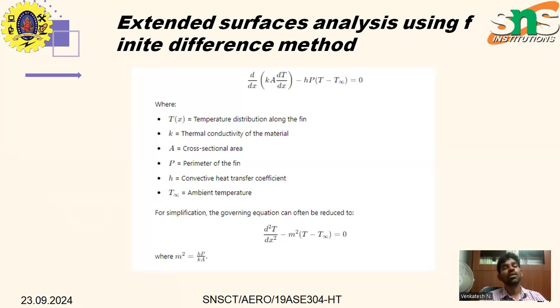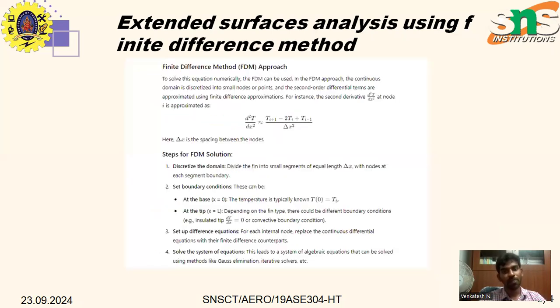We can also solve many differential condition problems, including those considering the boundary layer concept. Simplifying, the equation can be reduced to d squared T by dx squared minus m squared (T minus T infinity) equal to 0, where m squared is equal to hP by kA. In this problem, we also need to discuss finding the solutions for the perimeter length.